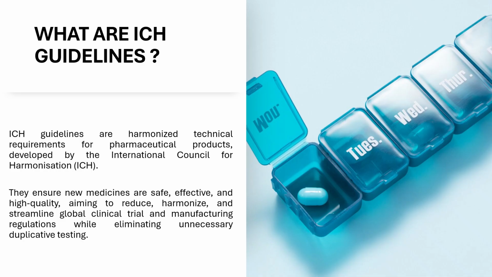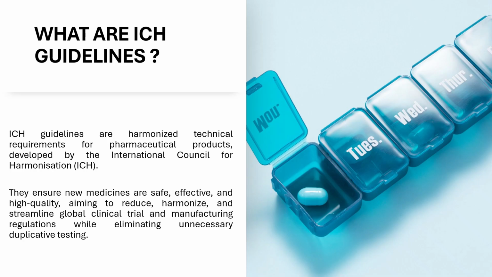So let's begin with what ICH guidelines are. These are the harmonized technical requirements for pharmaceutical products, developed by ICH, the International Council for Harmonization. This is generally to ensure safe, effective, and high quality medicines. These guidelines are internationally accepted standards, and because of these, they standardize the drug development across the regions, right? So this is majorly ICH guidelines.